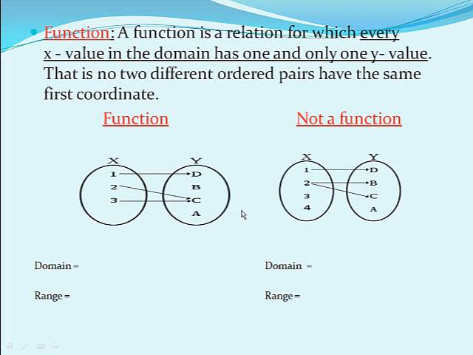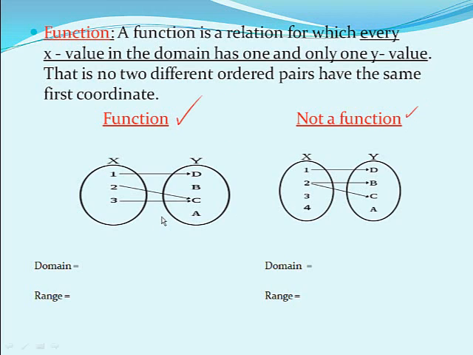A function is a relation for which every x value in the domain has one and only one y value. That is, no two different ordered pairs have the same first coordinate. So here are two examples, one of which is a function and the other one is not a function.